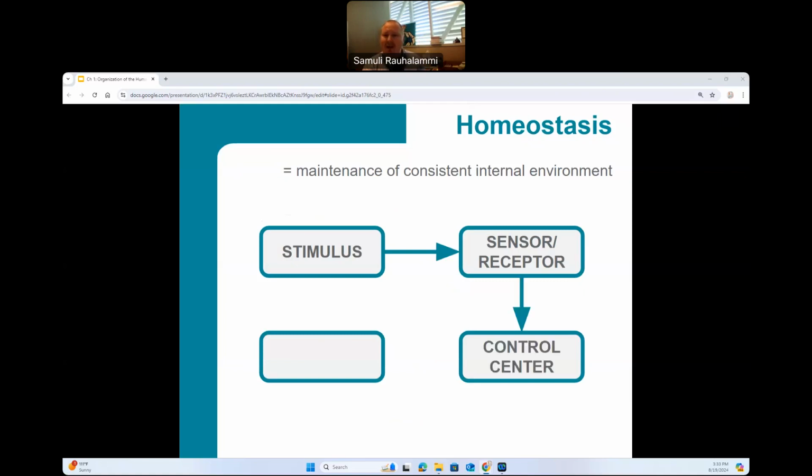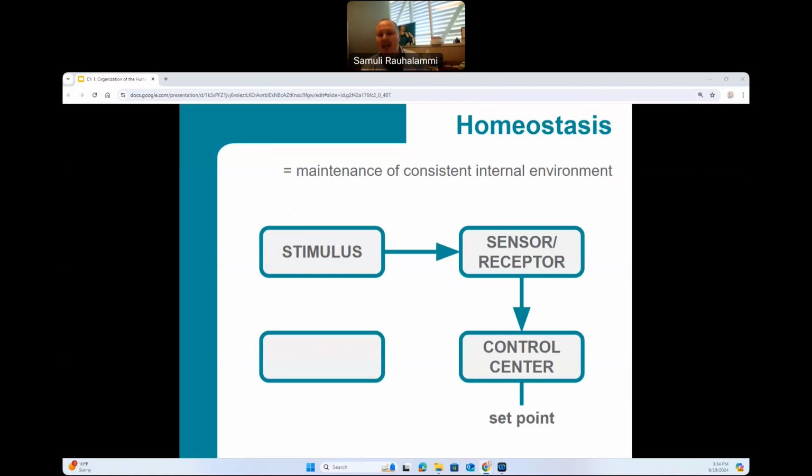So really, giving meaning to the sensor's or receptor's information happens at the level of the control center. In most cases, the control center is going to be our brain. So we have, for example, thermoreceptors passing messages about the temperature to the control center, where it's then given a meaning. In other words, we're becoming aware of that stimulus, that internal body temperature.